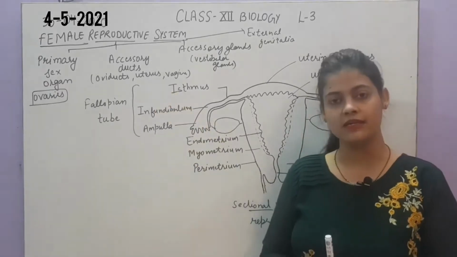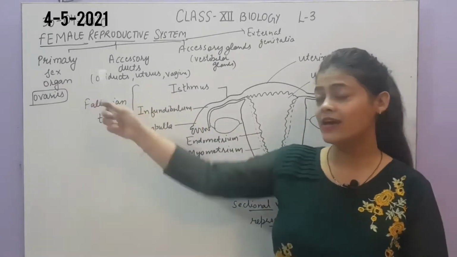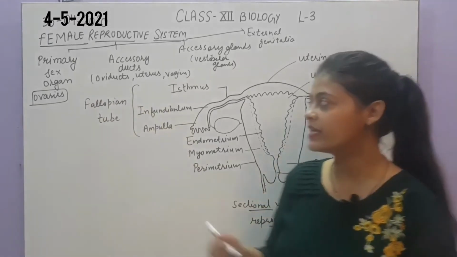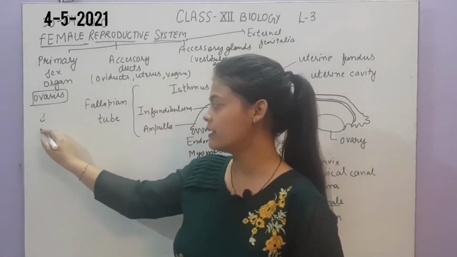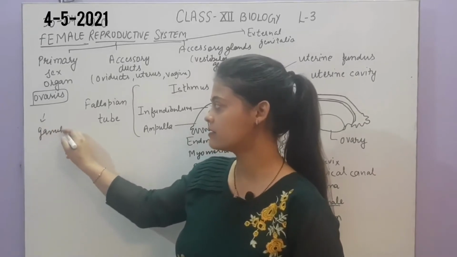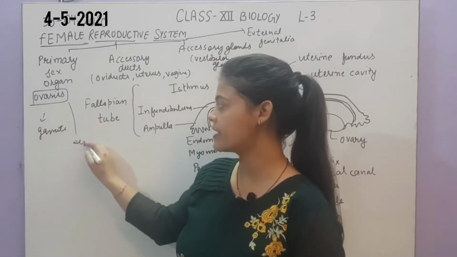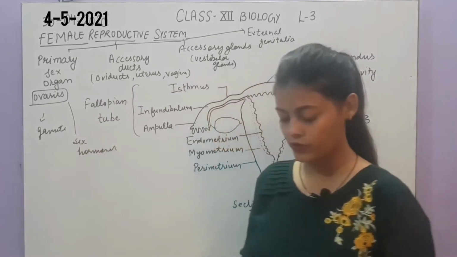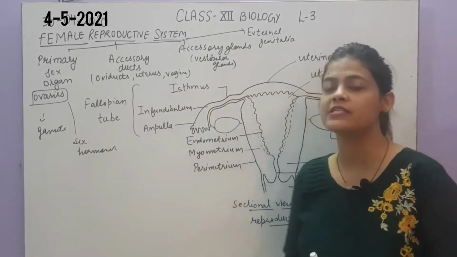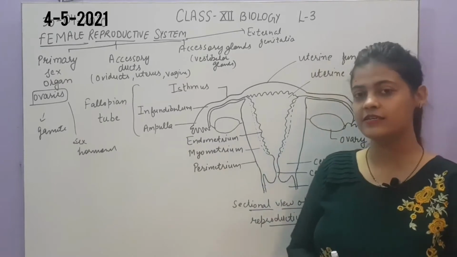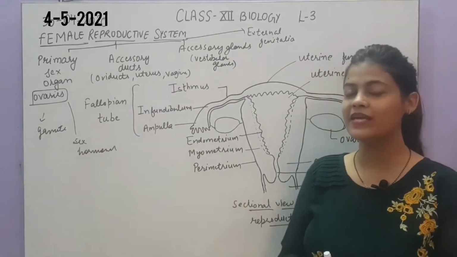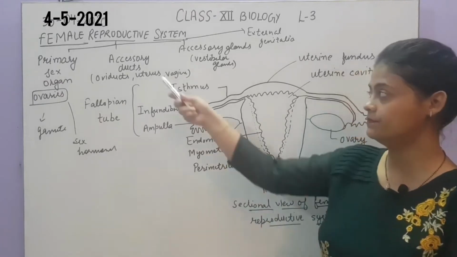Next is accessory ducts, and why are they called primary sex organs? Because they will secrete the female gamete as well as female sex hormones. Okay, so why is it called a primary sex organ? Because it will secrete the female gamete or egg and female sex hormones.